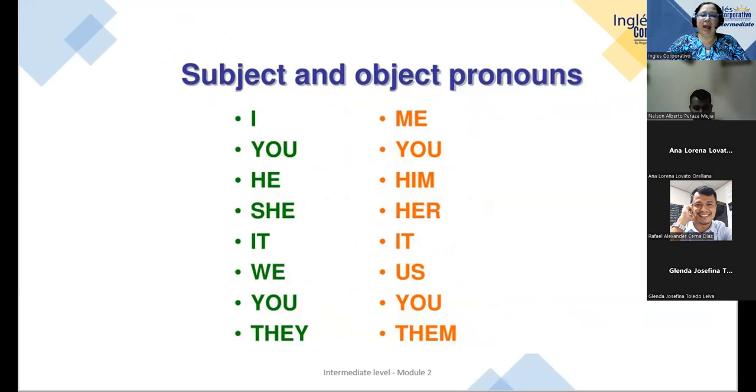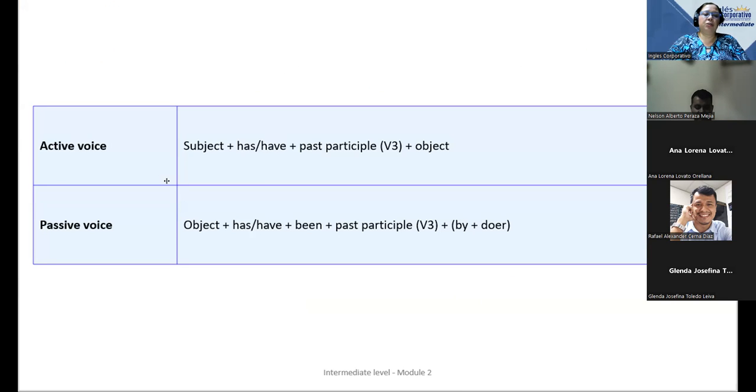These are the object pronouns. And what are the structures? For the active voice: subject, the auxiliary verb, the past participle, and then the object. For the passive voice, we have the object and has or have with been, which is be in the past participle form, then the past participle of the main verb, and then, in parentheses because it's optional, okay? This is optional. If you want to say who the doer is, then you write by someone, okay? There we go.